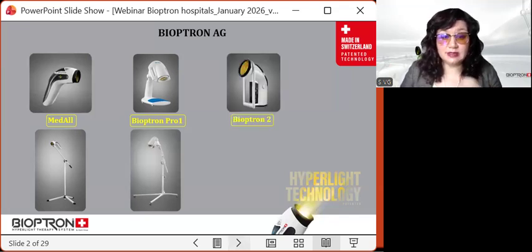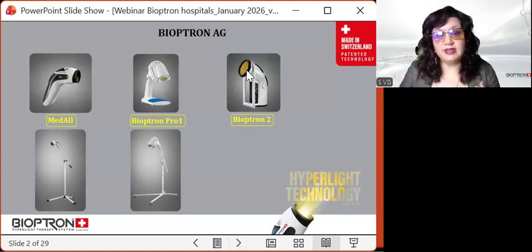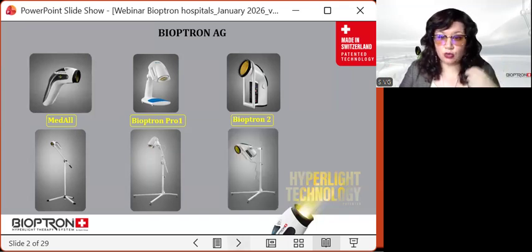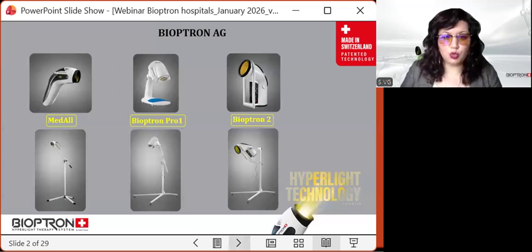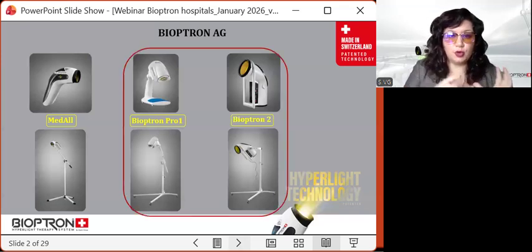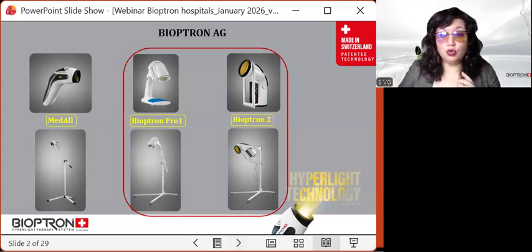And the third and biggest model is Bioptron 2, also called B2. The diameter is much bigger, 15 centimeters, and it's intended to be used in hospital and clinical settings, of course, alone and with the corresponding floor stand. For evident reasons, we will focus today on Bioptron Pro 1 and B2 because those are the devices that are more suitable for clinical settings.